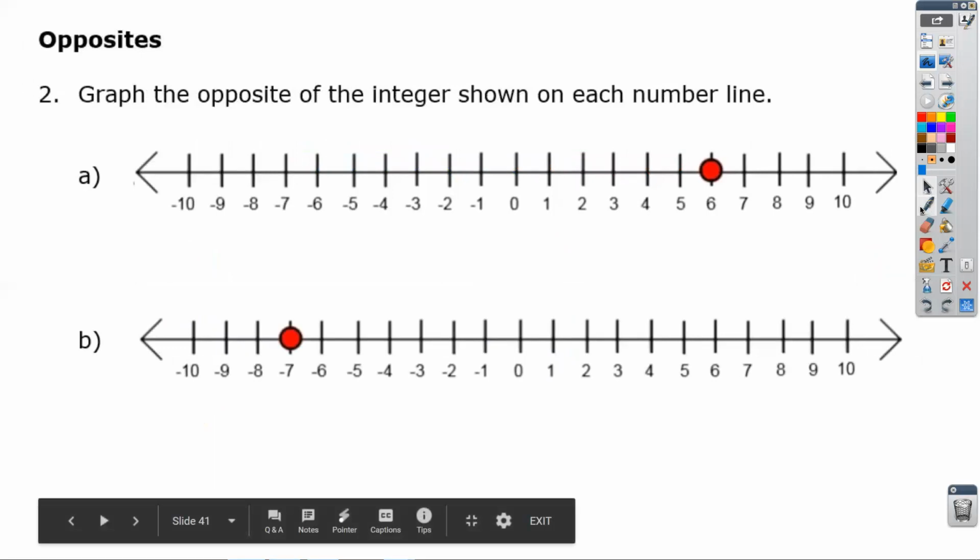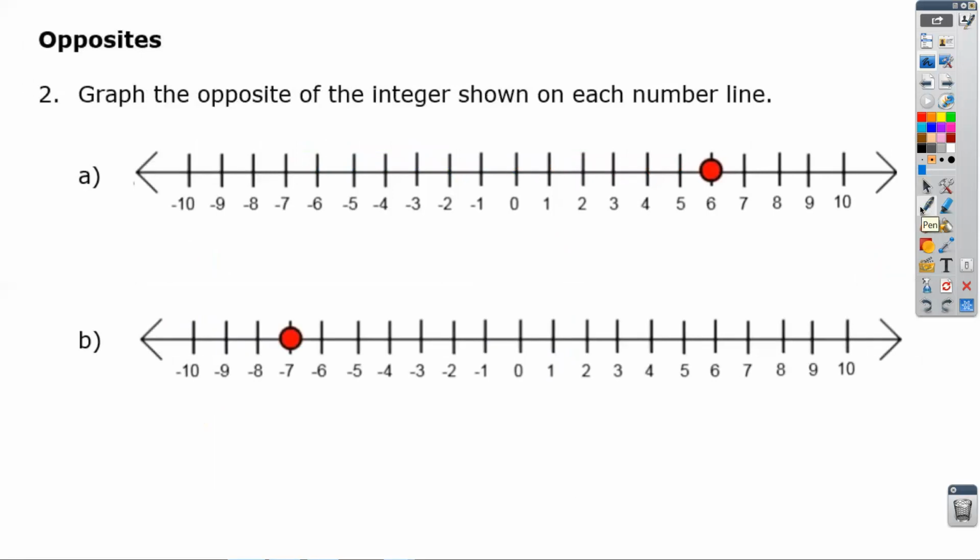Number 2 says graph the opposite. Well, we know the opposite of a positive is a negative, and the opposite of a negative is a positive. So if I'm at +6, its opposite would be -6. So make sure you're following along and answering on your paper along with me. And then 2b, -7. The opposite of a negative is good, positive. So we're going to put a dot at +7.